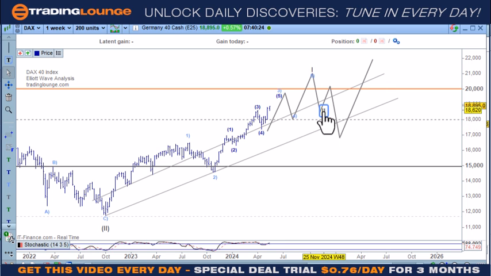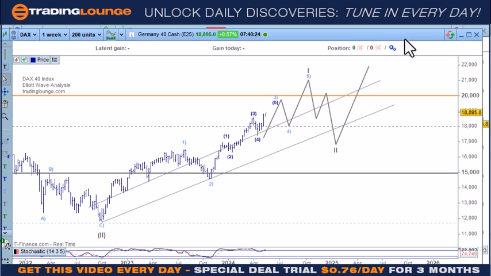We can do projections until the cows come home, but we need to keep our feet on the ground, stay with reality and count the structure as we go. But in a nutshell, we're just looking at the bigger picture here today. Now the FTSE, when we go to the FTSE, it's got a different kind of look, and the Aussie that we look at is a bit weird and different too.